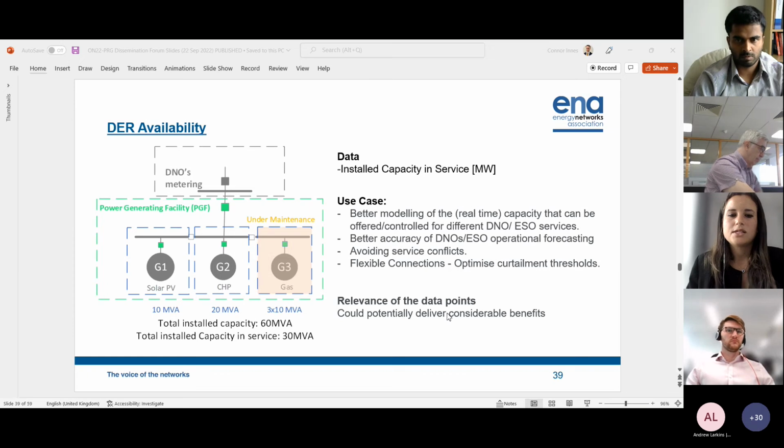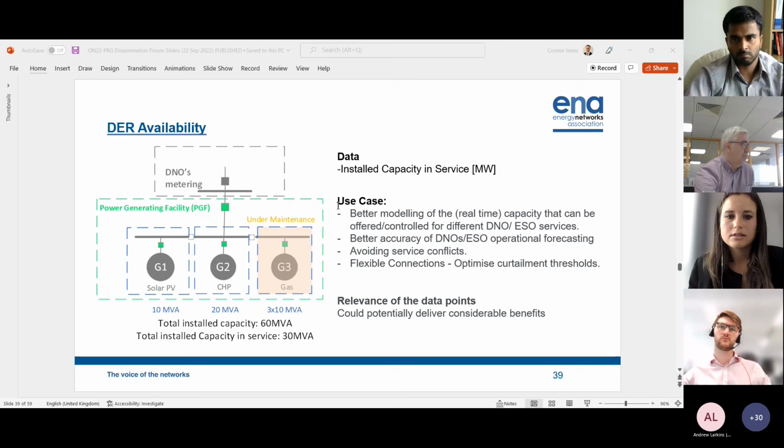The other was better accuracy of operational forecasting, same as before. So in that case, the forecasting system would forecast based on a 30 MVA maximum output rather than a 60 MVA maximum output. So this could feed into DNO's forecasting system for better operational accuracy. Next one is avoiding service conflict. So having visibility of whether the DR is in service and that the generator is operating at a reduced capacity would inform on the capacity that can be released without creating any conflict of service. So that's to avoid service nullification.